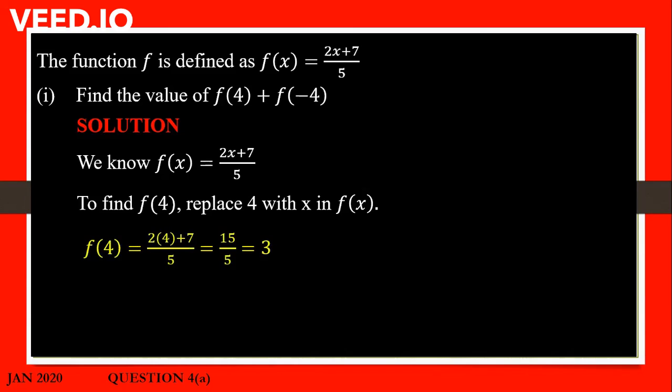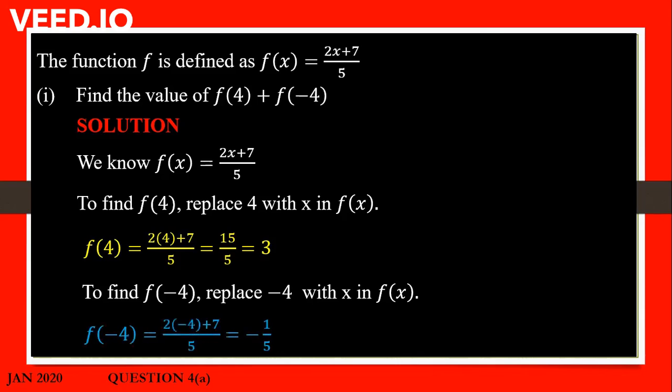Now, f of 4 would be equal to 3. Now that we have found f of 4, let us find f of negative 4. So by doing this, we are going to replace x with negative 4. Now that we have done that, f of negative 4 is negative 1/5.